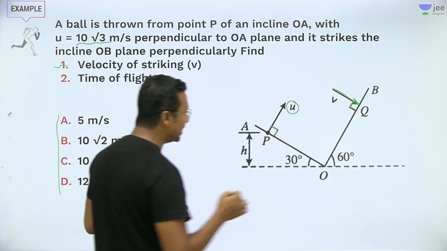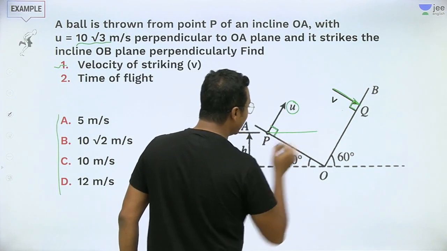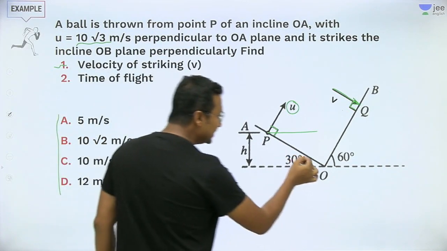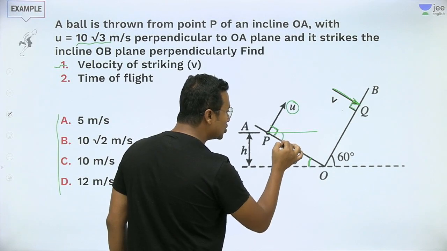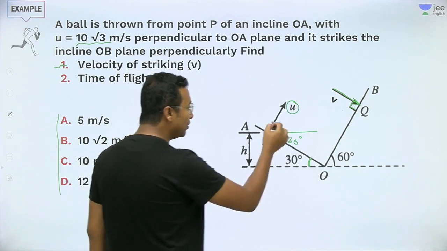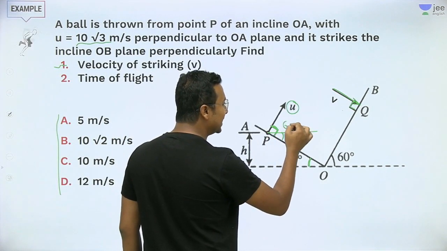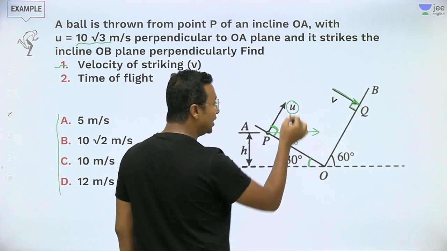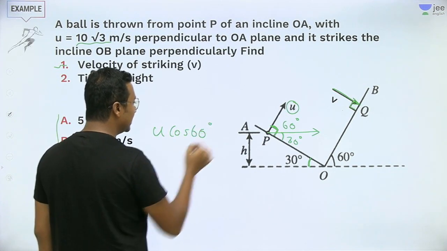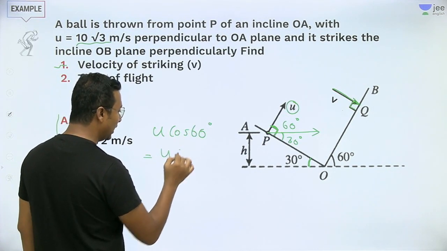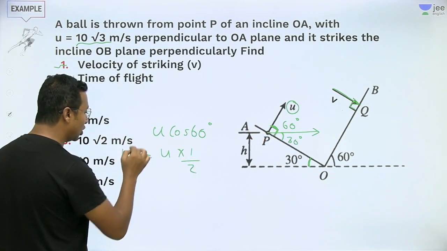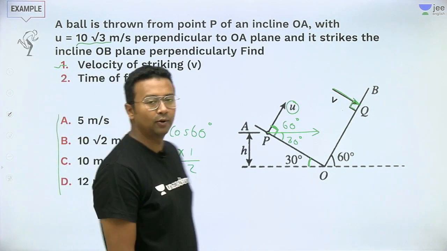How do we do it? Try and understand. See this u, if I draw a horizontal out here, try and understand. See this is 30 degree, isn't it students? So this will also be how much? 30 degree, right? So how much will be this angle? This angle will be 60 degrees, okay. So what will be the component of velocity in this direction? u cos 60 degrees. Can I write it as u into 1 divided by 2? So this is the horizontal component of velocity, that I can write as ux, okay.